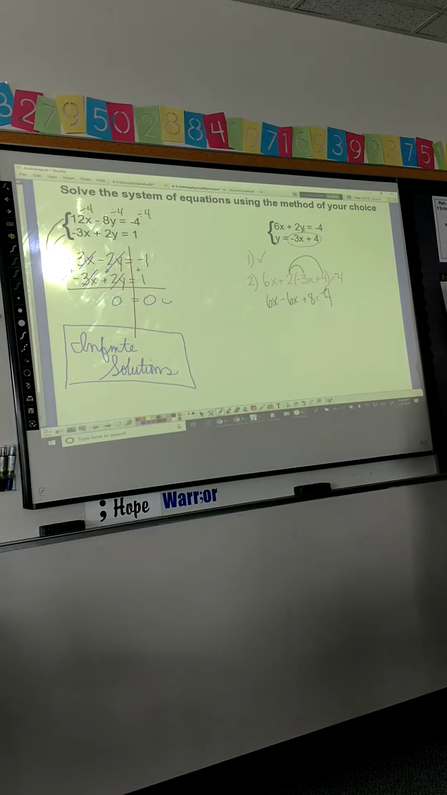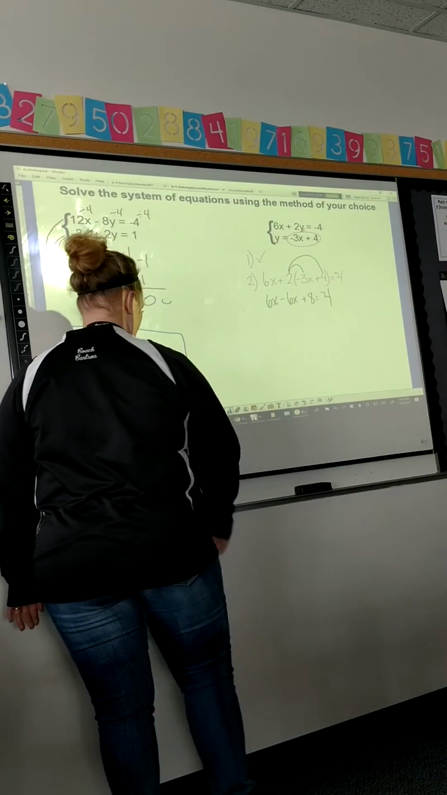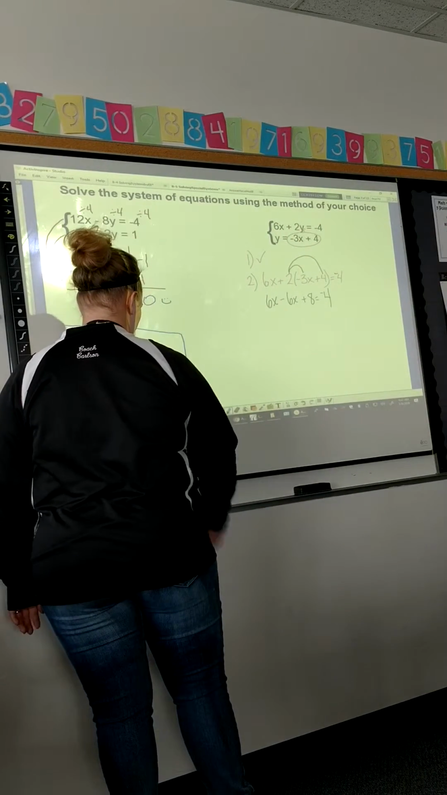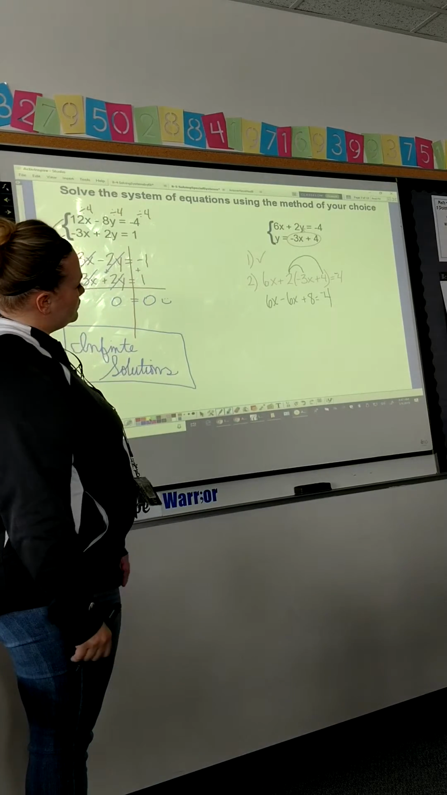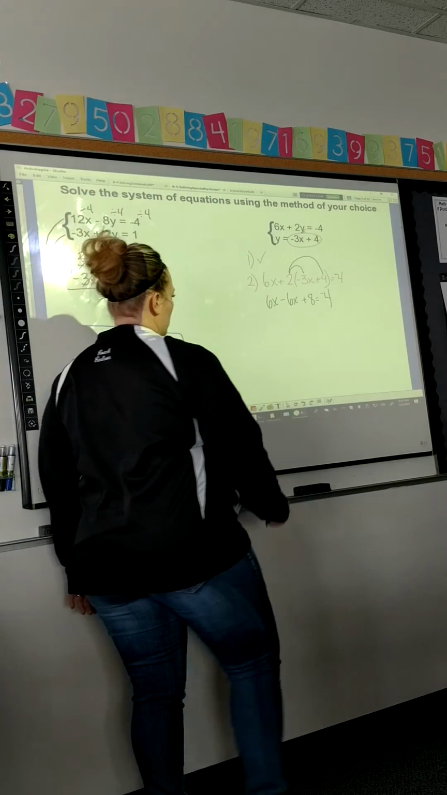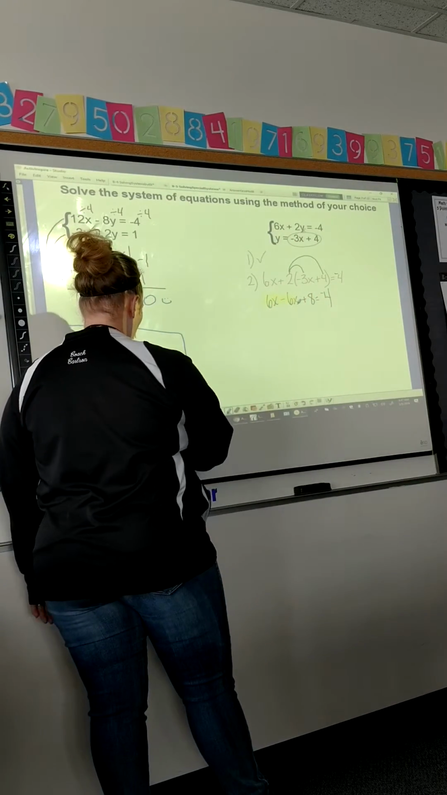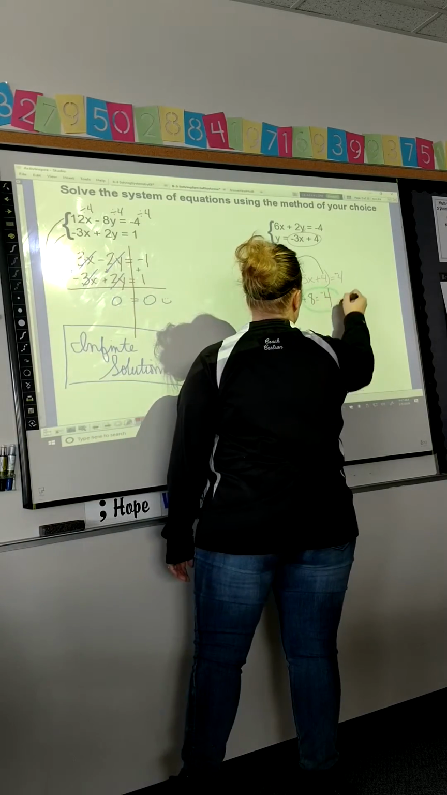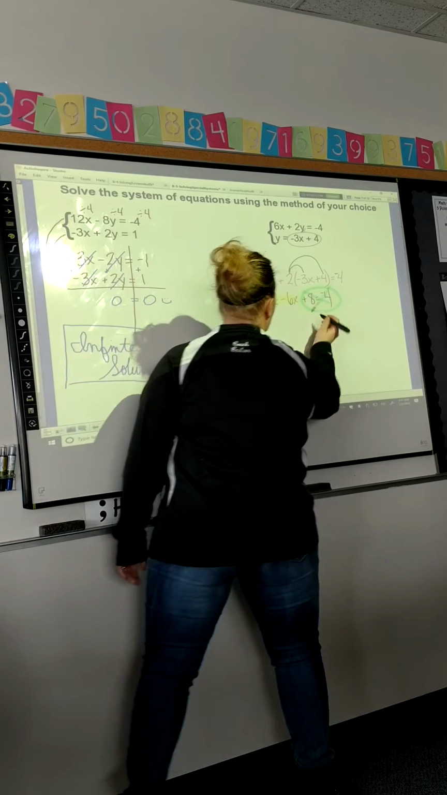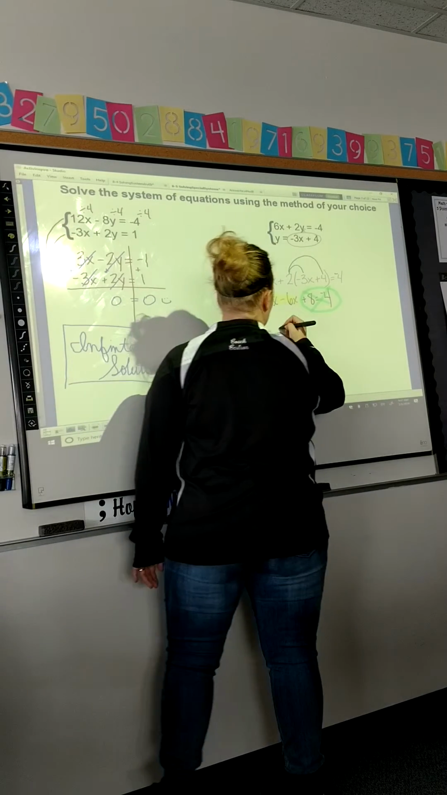No solution. Why is it no solution? Because the 6x and the negative 6x cancel out, and 8 does not equal negative 4. The 6's will cancel, and 8 and negative 4 do not equal each other. So it's no solution.